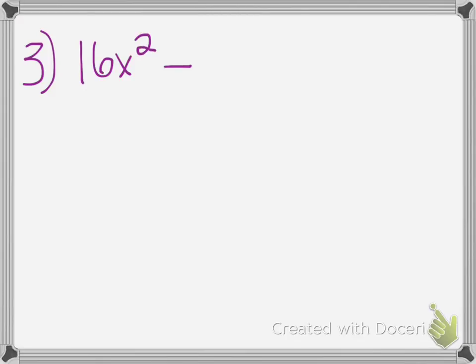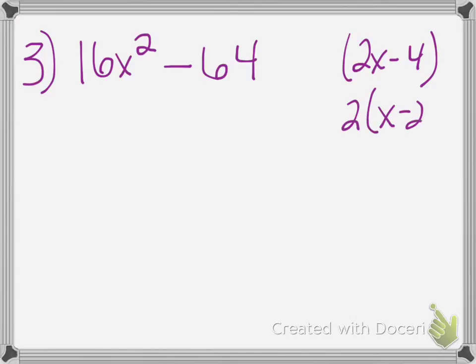So I have 16x squared minus 64. This is a special kind of difference of squares because it is a difference, and they are both perfect squares, 16 and 64. However, whenever you're factoring something, you have to factor it completely. For instance, if you end up with something like 2x minus 4, you technically need to factor out that 2 and get an x minus 2 on the inside in that quantity.